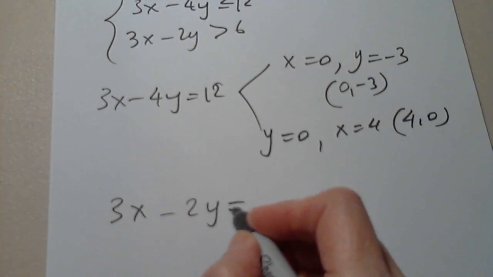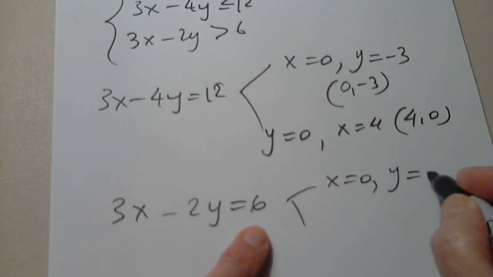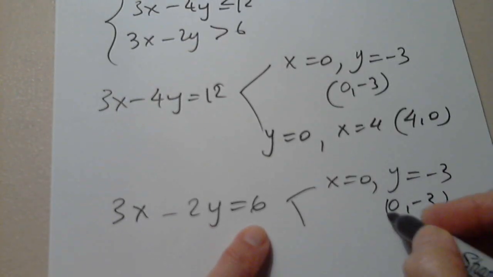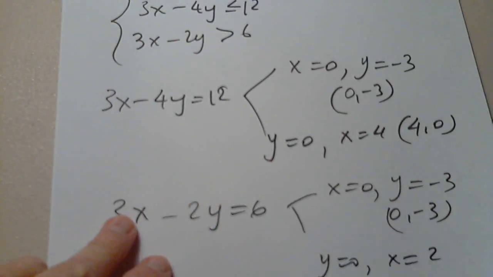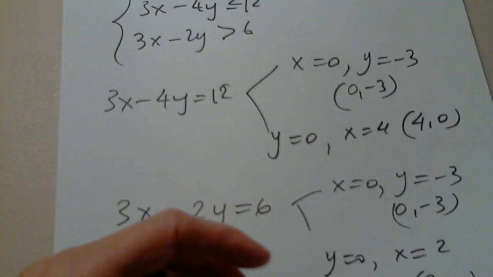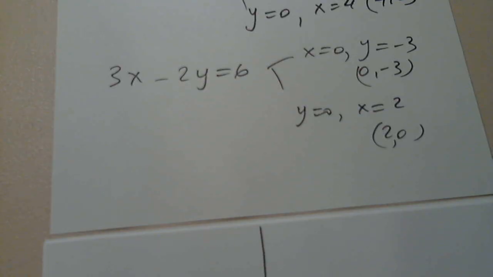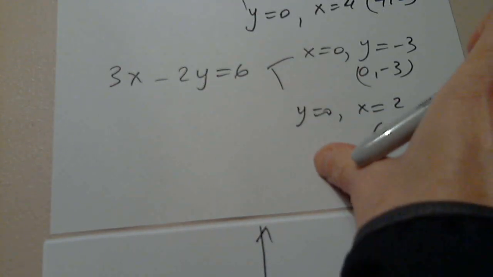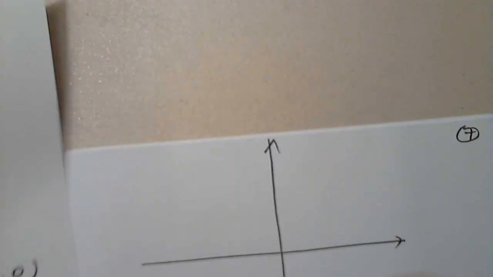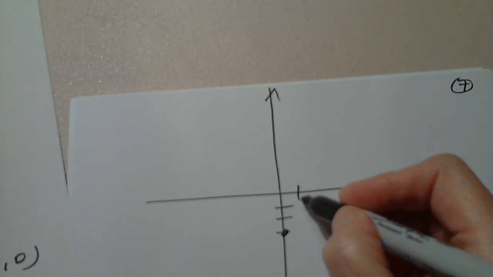So 3x minus 2y equals 6. When x is 0, y is negative 3. So 0, negative 3 again. When y is 0, x is 2, so 2 comma 0. Okay, so now slowly but surely. So 0, negative 3, and 4, 0.